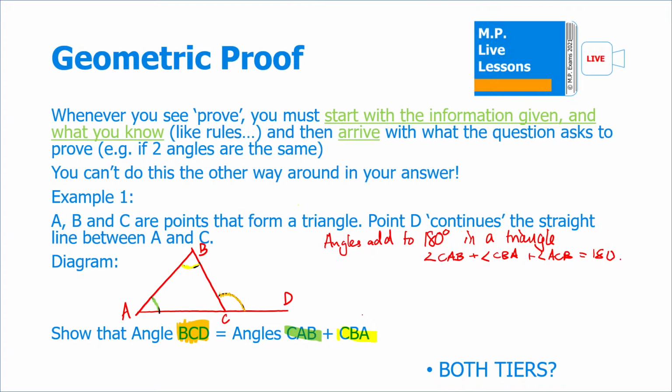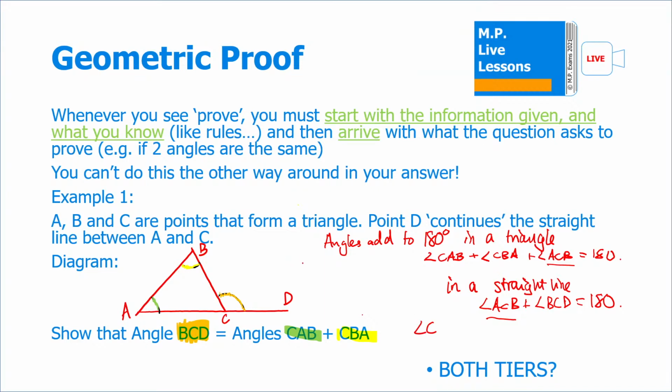We also know the angles add to 180 degrees in a straight line. So angle ACB plus angle BCD equals 180. What you notice is that angle ACB appears in both of our little equations. So we take them out, or we set them equal to each other.